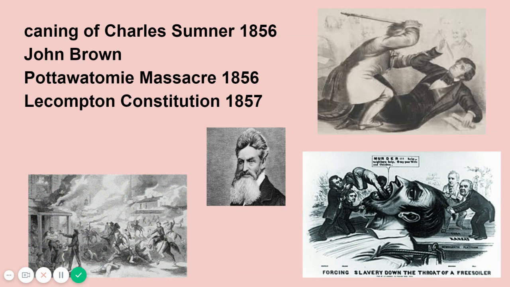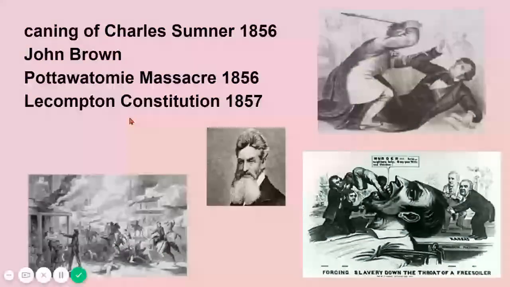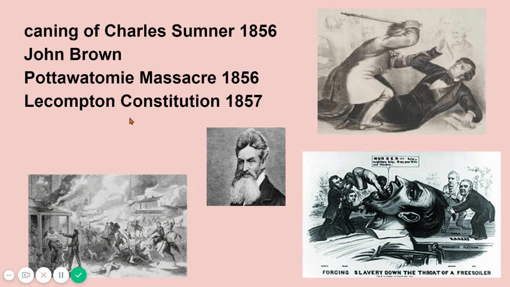In 1857, in spite of all the violence, Kansas attempted to become a slave state. They put together a constitution in 1857. It was called the Lecompton Constitution, a state constitution that said they would practice slavery, because you need to have a state constitution to apply for statehood.